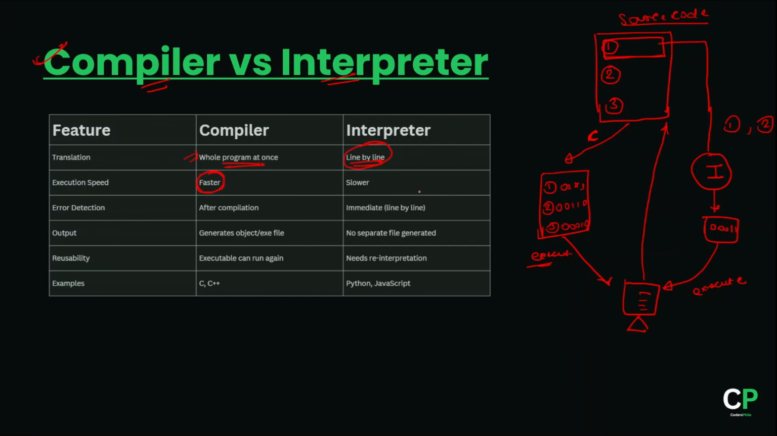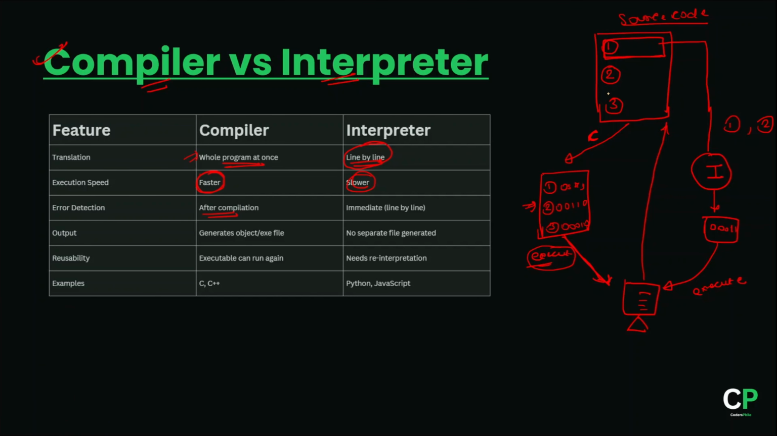The execution speed of the compiler is fast, because after the code is converted into the machine code, the computer can directly take this file and execute it, and it contains the machine code. But in case of the interpreter, it is slower. Now in case of the compiler, the error detection. So let's see about the error detection.